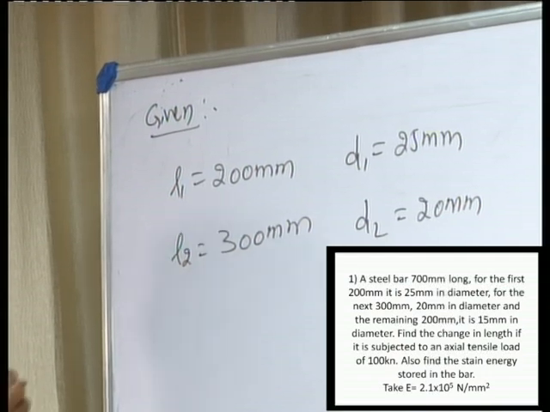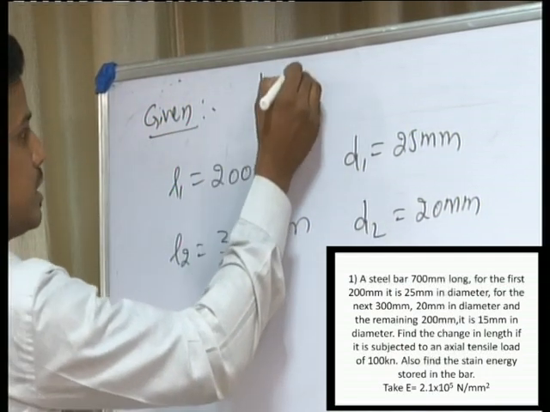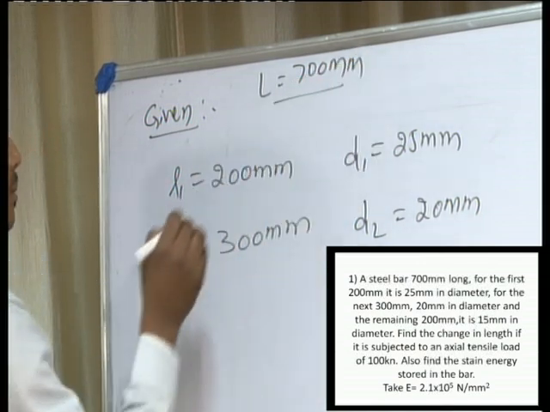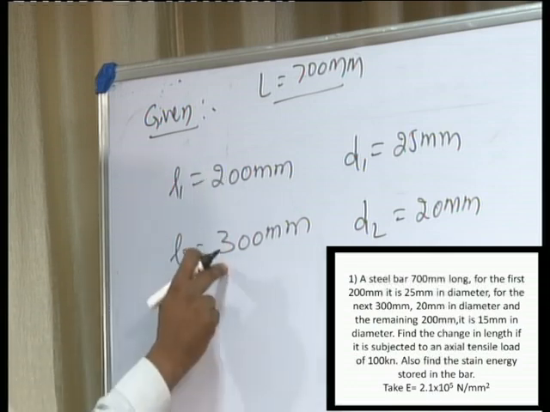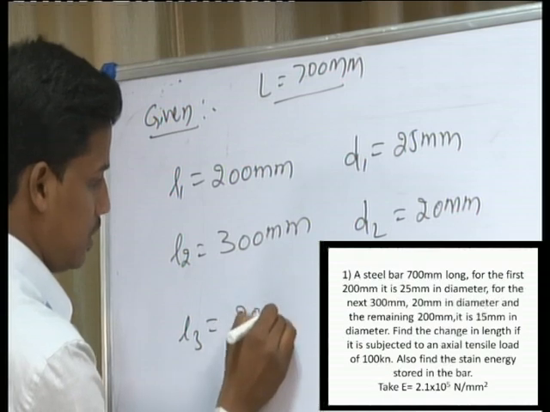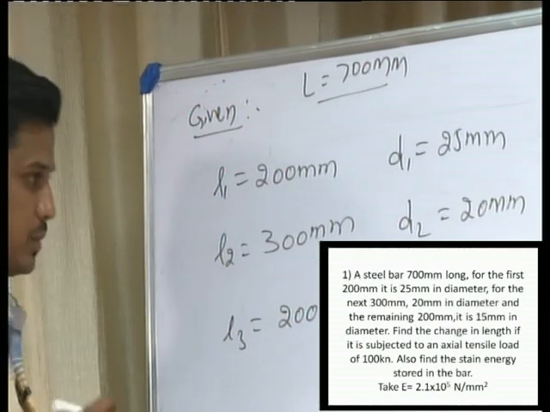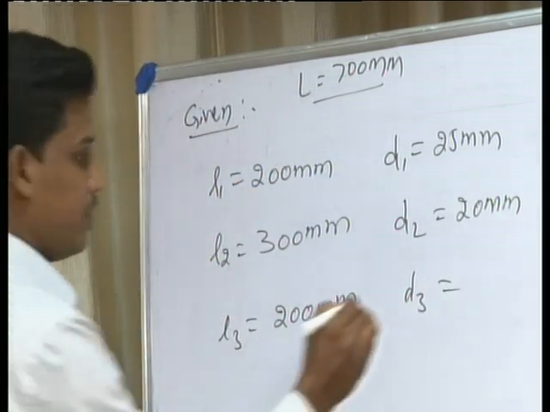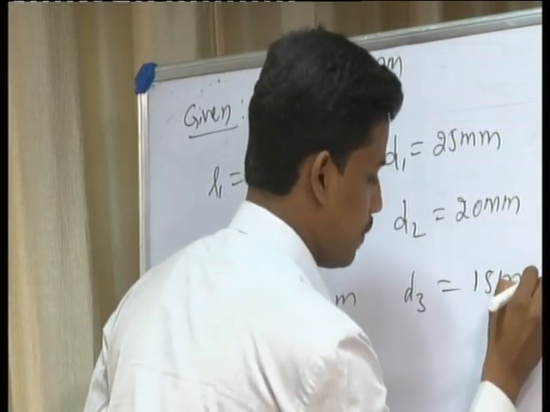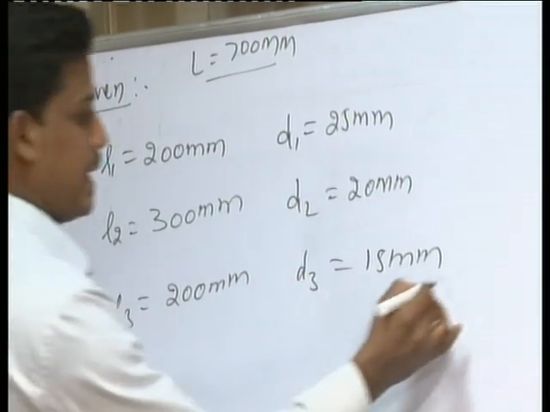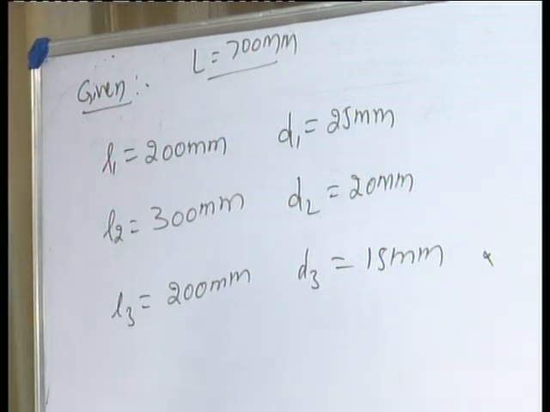And the remaining 200 mm, because the total length is given as 700 mm. So the first stretch is 200 mm, the second stretch is 300 mm, and the third stretch is the remaining 200 mm. The diameter for the remaining length is 15 mm. For this given data we have to draw the sketch, because if you draw the sketch it is very easy to analyze.